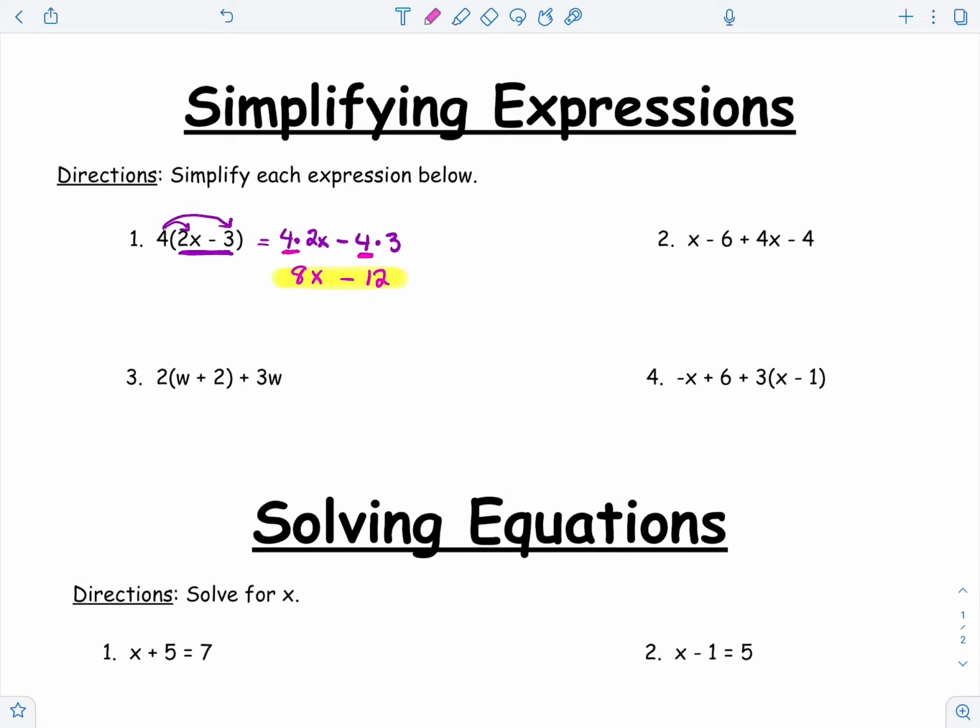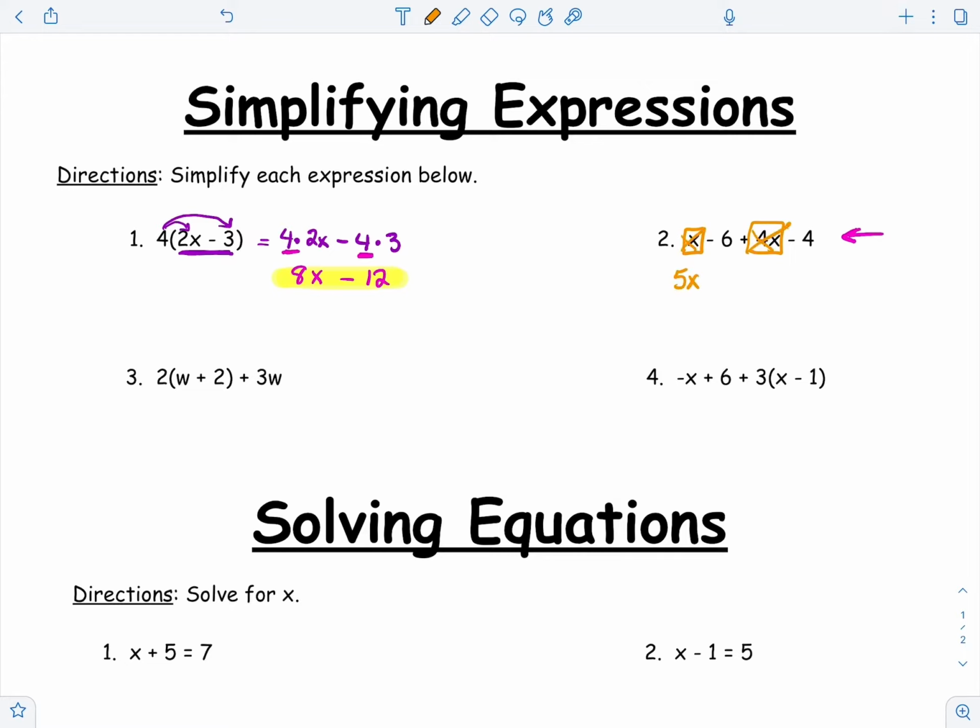All right, with number 2, let's simplify this expression. Looking on this line, what should we notice here? Well, notice that we have an x here, and we also have another like term of x, which is 4x. All right, x plus 4x is 5x. So we're done with those like terms.